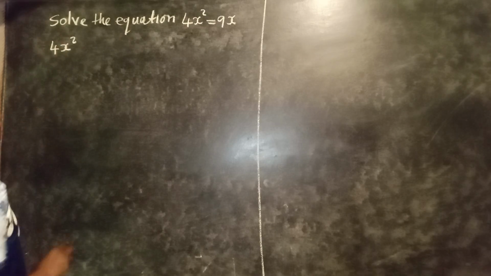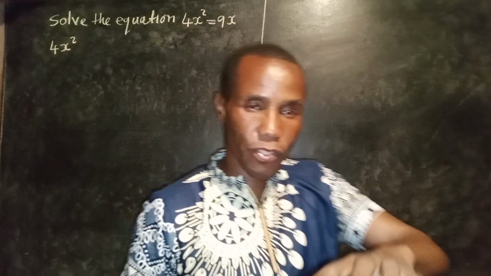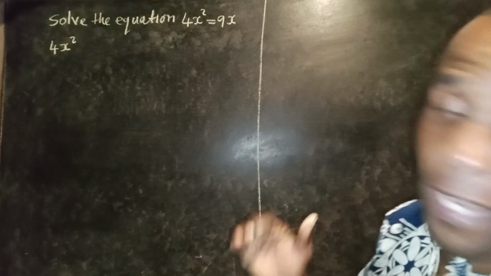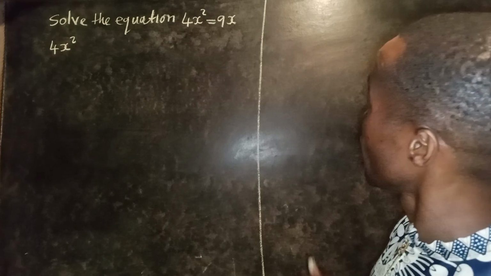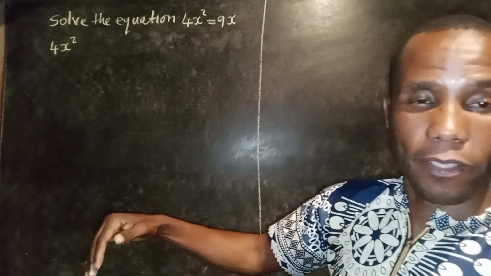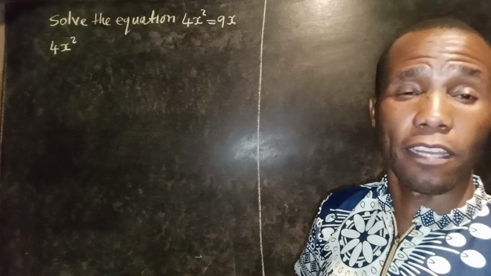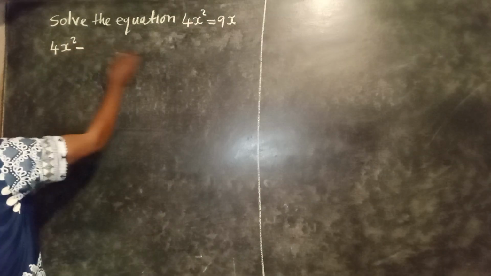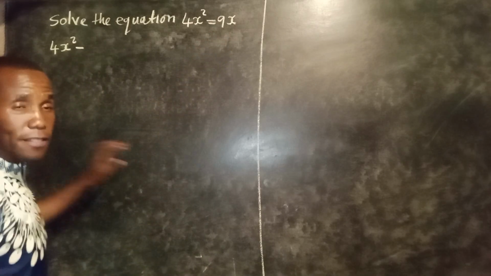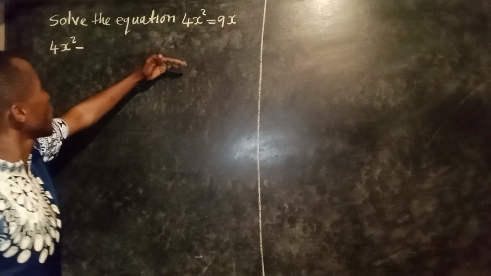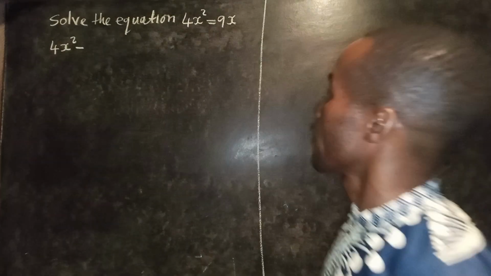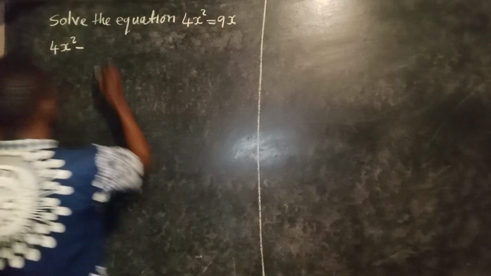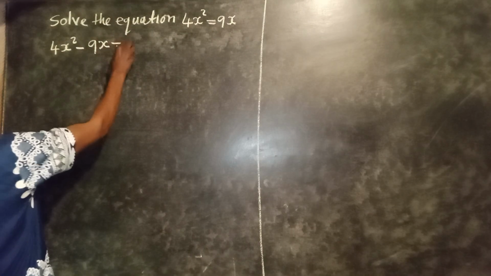Okay, so now for this one, we are going to say 4x squared. The first thing that we are going to do in this case is to collect the like terms. Though they are not really like terms, we need to bring them to this side, so the other side we can just remain with a 0. So what we are going to do here is move the 9x to this side. The 9 is positive, so the moment it crosses an equal sign, it becomes what? A negative number. So it will be negative 9x, then equals.